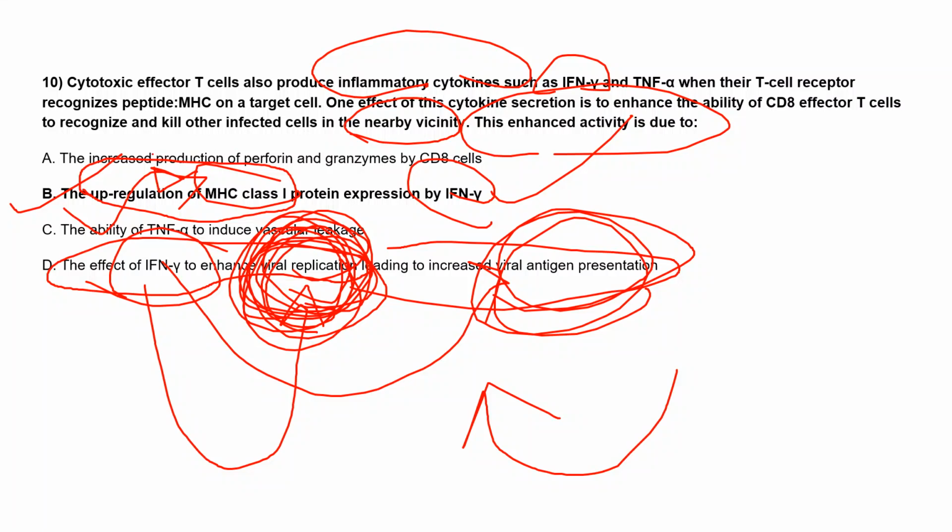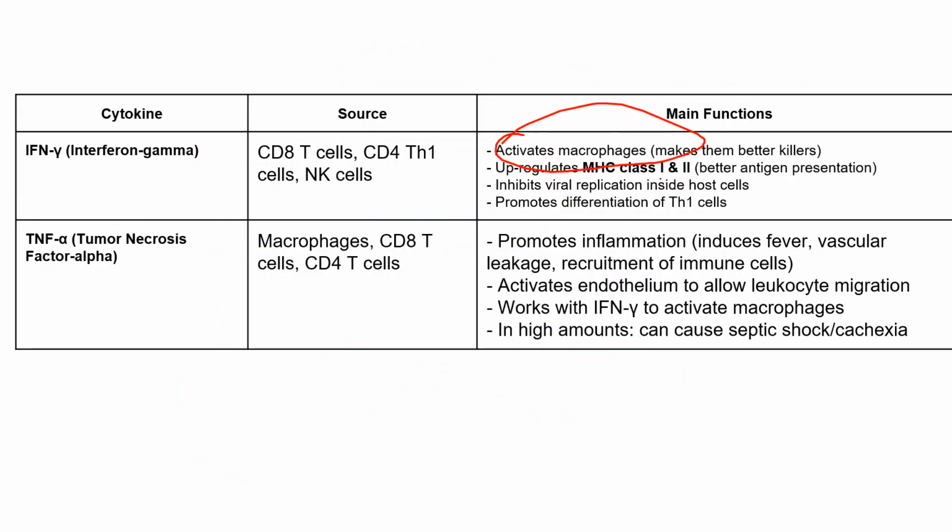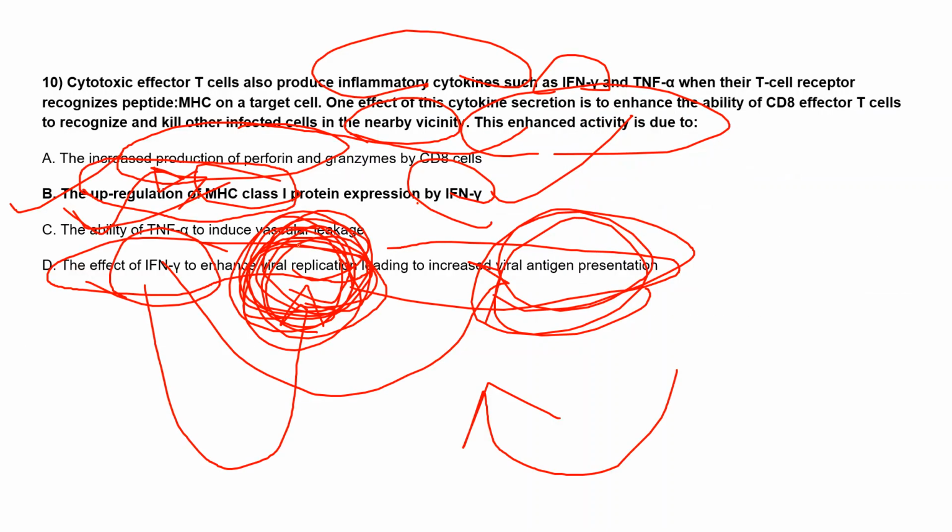No, they will not increase the production of perforin. The amount of perforin and granzyme released by CD8 cells will remain the same, because they release perforin and granzyme once after antigen recognition, the same amount each time. So the enhanced activity is not because of this. Next is the upregulation of MHC class 1 protein expression by IFN gamma. I think MHC class 2, but yes, MHC class 1 also they upregulate. So that's maybe the right answer.